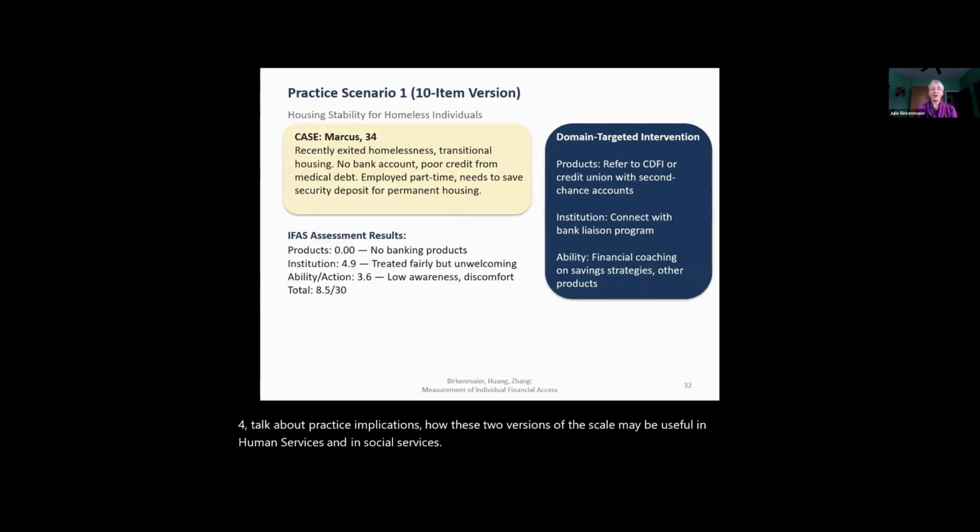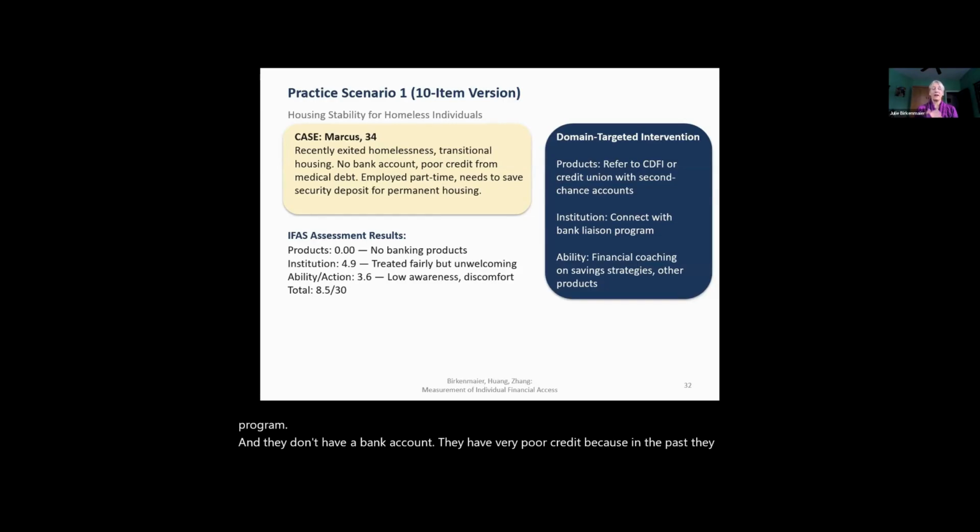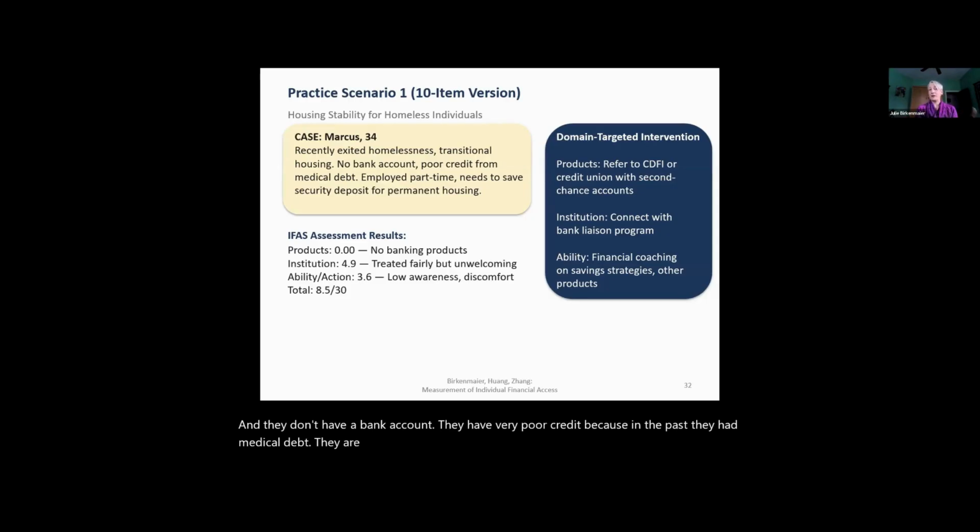In the next few slides, we have a couple of scenarios where this may be useful, and I'll explain how. The first one is a scenario where you have an individual you're working with who has recently exited homelessness, and they're living in a transitional housing program. They don't have a bank account. They have very poor credit because in the past they had medical debt. They are employed part-time, and their big goal is saving for a security deposit for permanent independent housing.